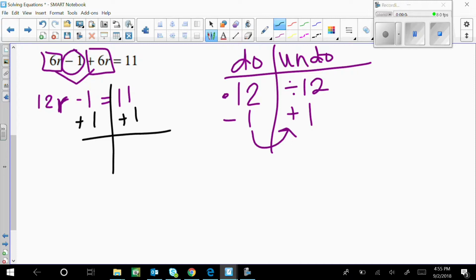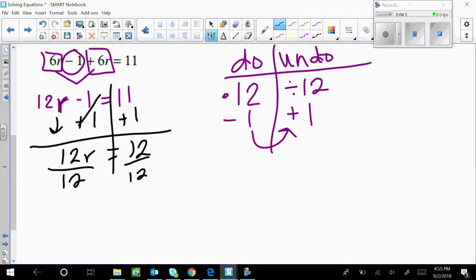add 1, bring down my 12r, negative 1 plus 1 is 0, 11 plus 1 is 12, and I'm going to divide both sides by 12. R equals 1.